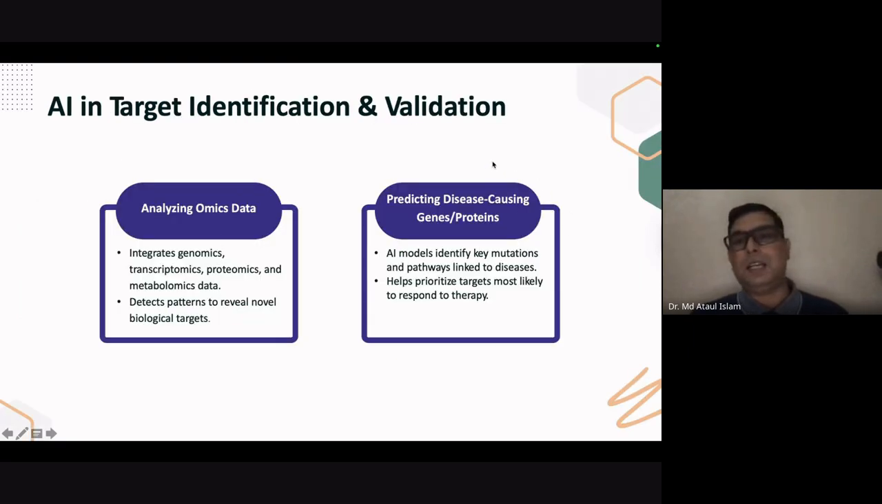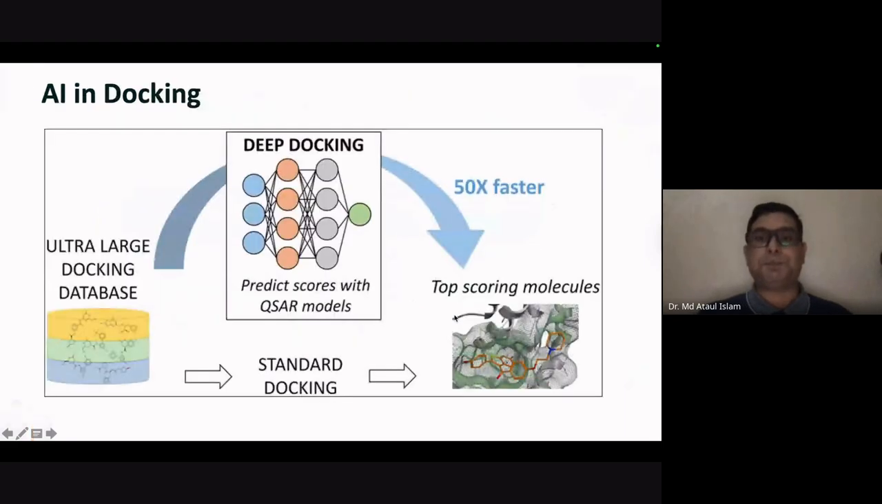So overall, now I'll explain one by one what things are required for machine learning for drug discovery. Here is target identification and validation. We need integrated genomic, transcriptomic and proteomic data, and it detects patterns to reveal novel biological targets. AI models identify key mutations and pathways linked to disease, and help prioritize the targets most likely to respond to therapy.